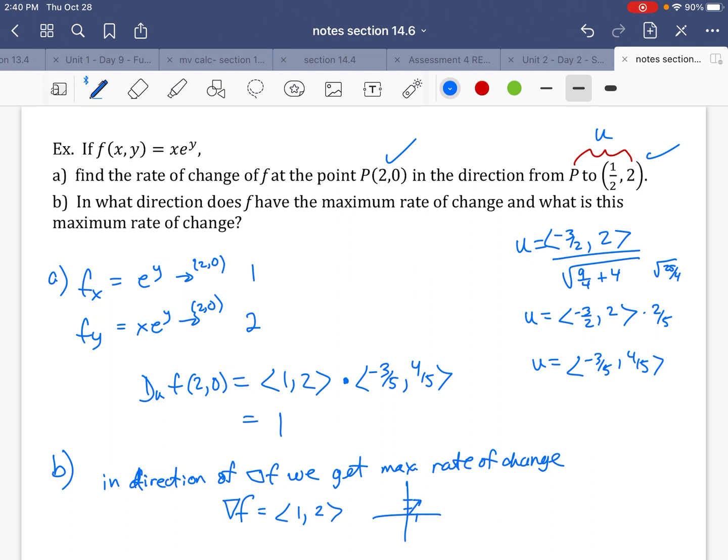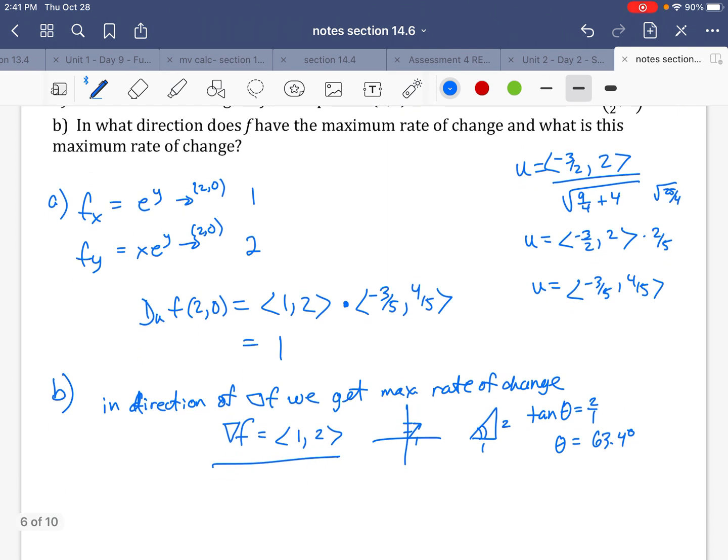And so if you think of a little triangle right there, you've gone 1 and 2, you need this angle right here. So the tangent of that angle is 2 over 1, so inverse tangent of 2. So you get theta equals 63.4. So there's your direction right there. And you can also just say in the direction of del f, all right?